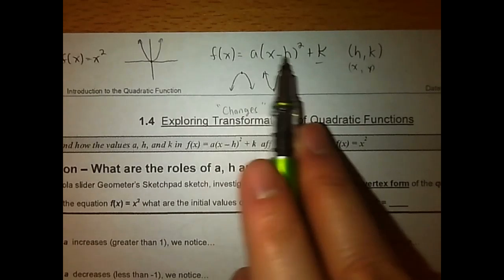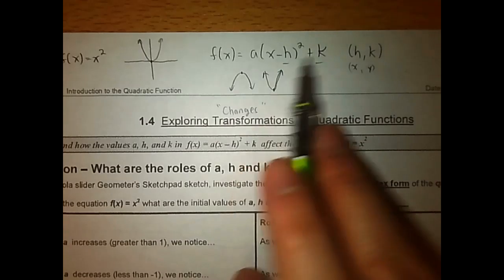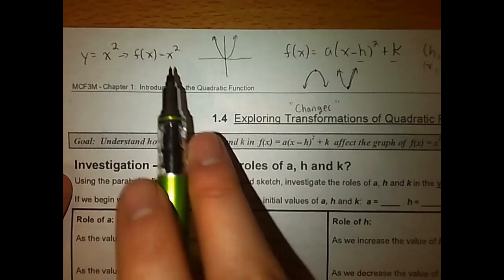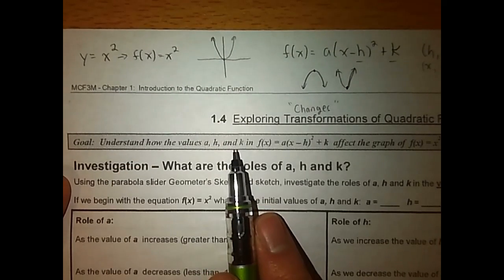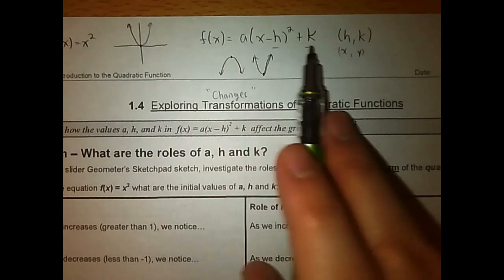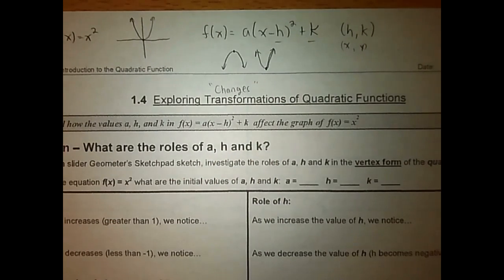But these letters actually tell us a bit more than just the vertex. They also tell us how we can graph this quadratic equation based on what this parent function, this most basic function, is. So first we're going to learn about the terminology and what the letters represent, and then in 1.5 we're actually going to get into the graphing part. So let's take a look at the letters.